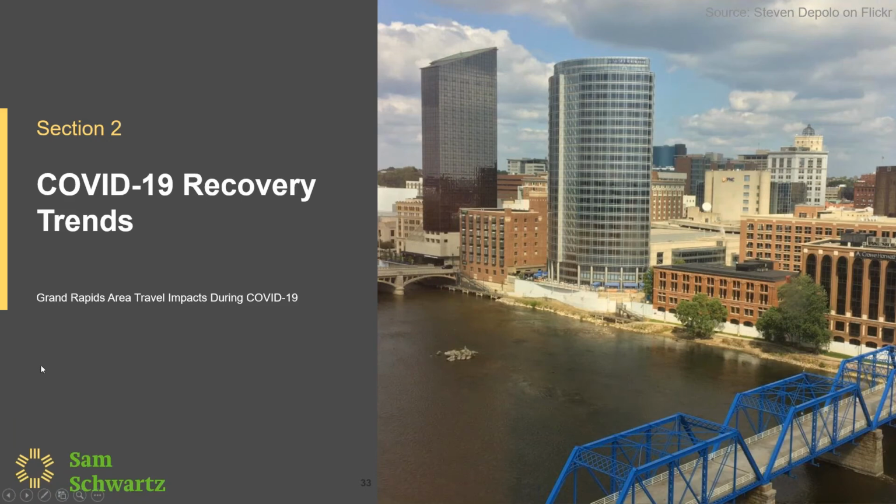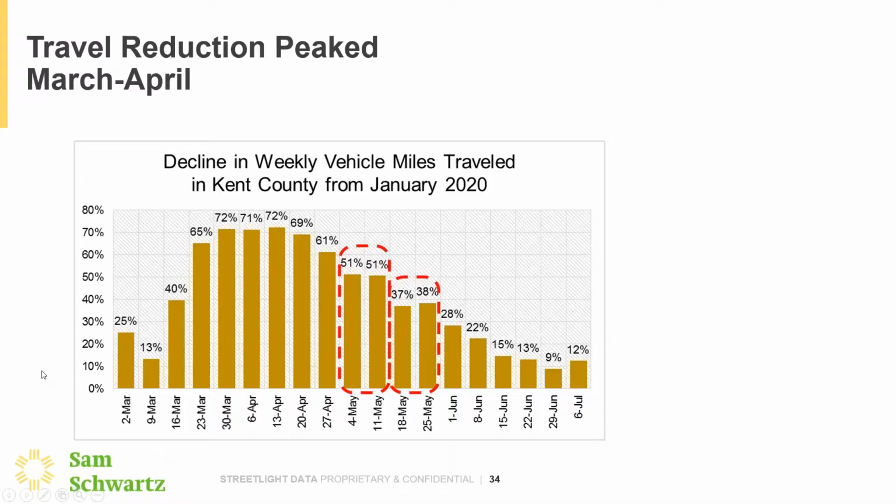But then obviously COVID hit and everything changed. Next slide. So this shows one example of how things changed in the Grand Rapids area. Travel overall declined by 72% at the peak. And public ridership dropped even more severely. So The Rapid, of course, as all agencies have across the country, had to reduce service and take other steps to respond to the crisis.